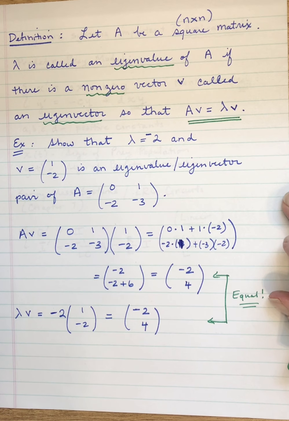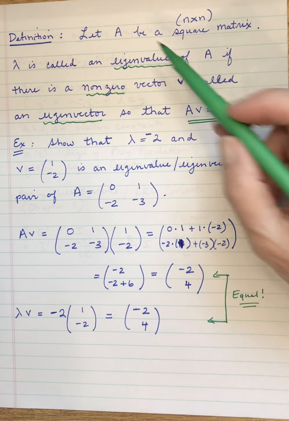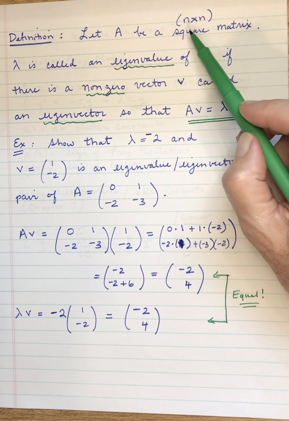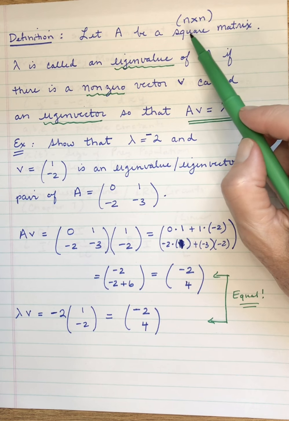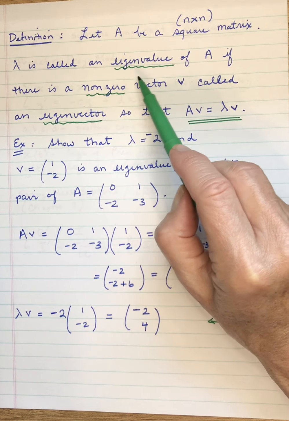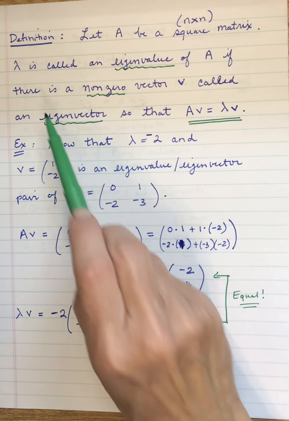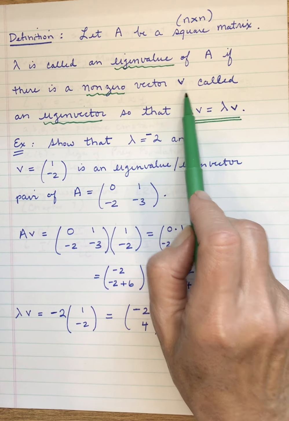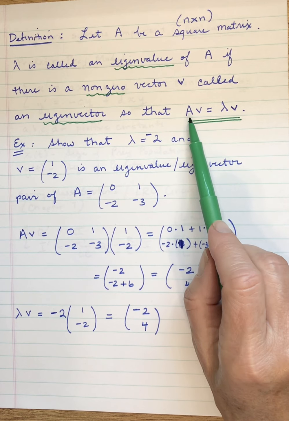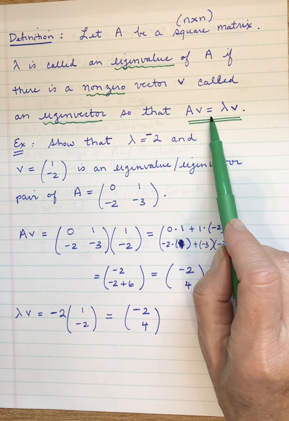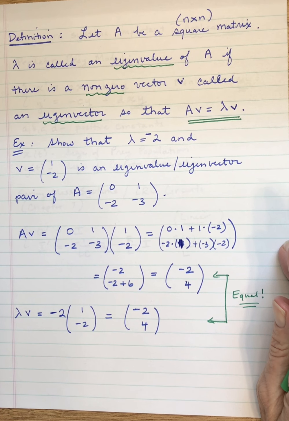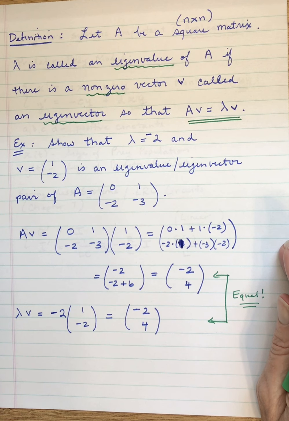So what are eigenvalues and eigenvectors? So let's let A be a square matrix. That just means it's n by n, like 2 by 2. That's going to be our main focus here. The number lambda is called an eigenvalue of A if there is a non-zero vector v, called an eigenvector, so that the matrix A times v equals the number lambda times v. So that's what it means to be an eigenvalue and an eigenvector.